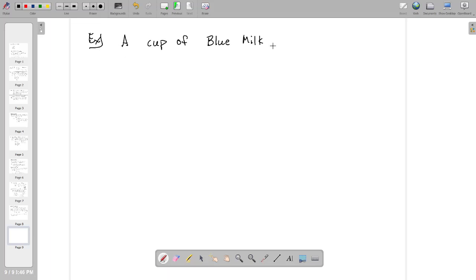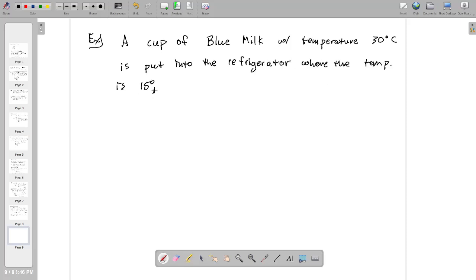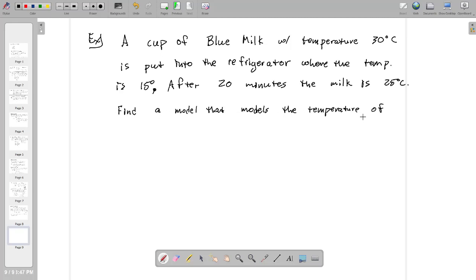A cup of blue milk with temperature 30 degrees Celsius is put into a refrigerator where the temperature is 15 degrees Celsius. After 20 minutes, the milk is 25 degrees Celsius. Find a model that models the temperature of the blue milk at time t. So there's a few things we need to find first, specifically T sub s, T sub 0, and k.